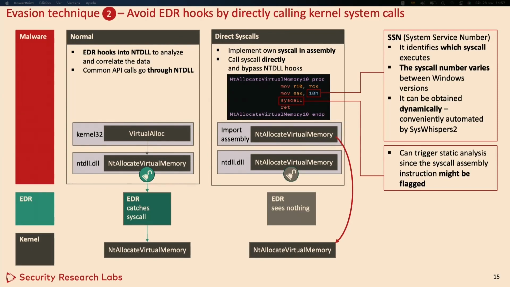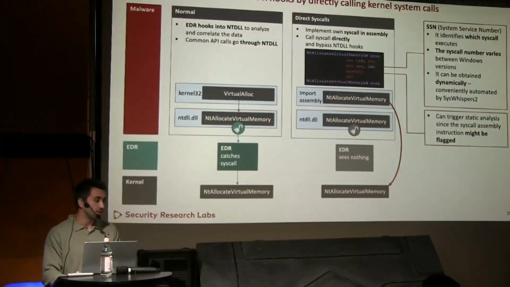In direct system calls, what we are going to do is implement our own system calls inside our binary. That means that instead of going through NTDLL, we are going to be calling them directly from our malware. In this case, we need one parameter to create our syscall, and that will be the system service number. Basically, it identifies which syscall we are going to execute. For example, we have the system service number for NtAllocateVirtualMemory, and we have a problem.